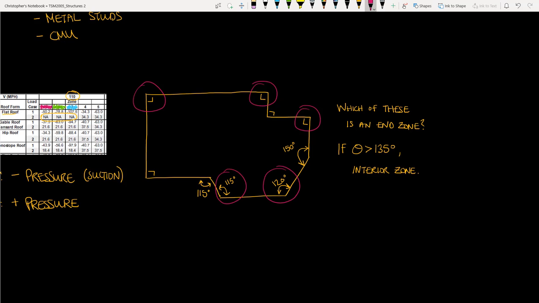This angle here is less than 135, but note that we've drawn it on the outside of the building. If we were to draw the angle on the interior, that angle would be 245 degrees. That is obviously much greater than 135, and so that is not an end zone. However, this last angle here, the standard 90-degree corner, this is an end zone.